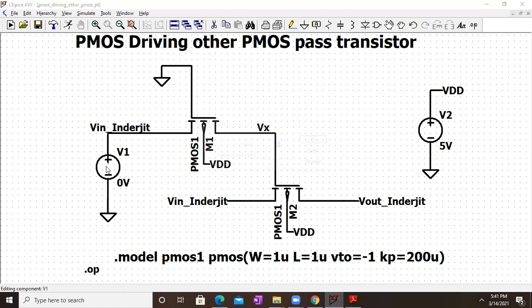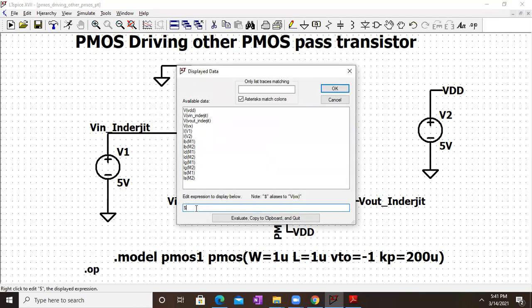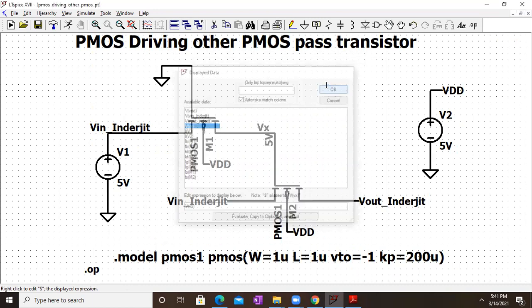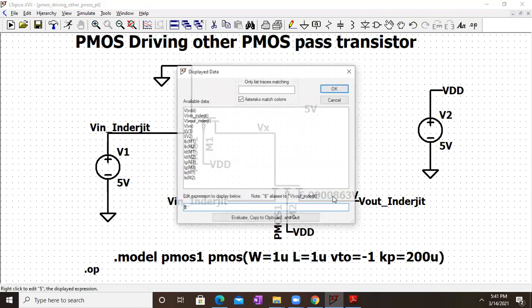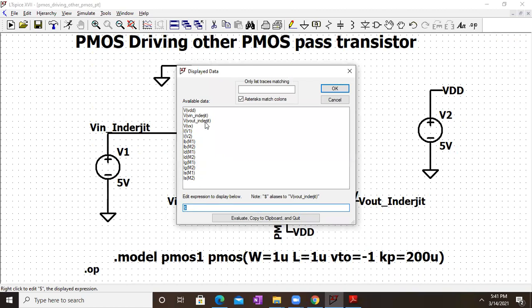So let me simulate and give first 5 volt and see what is the value of Vx and Vout. We go to simulate, click on run, and click on this wire. It will give the value of Vx, and I'll right click over here and mark it as Vx so that I can move it around. If I don't do this, then I cannot have this value moved around. It will be on the wire itself. And similarly, let's check the value of the output voltage. So this is my output voltage.